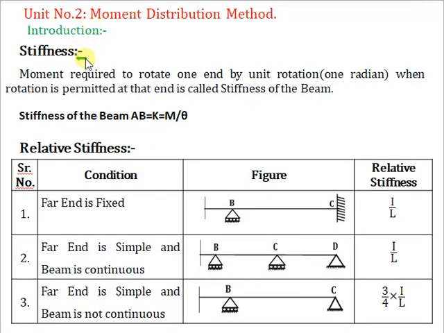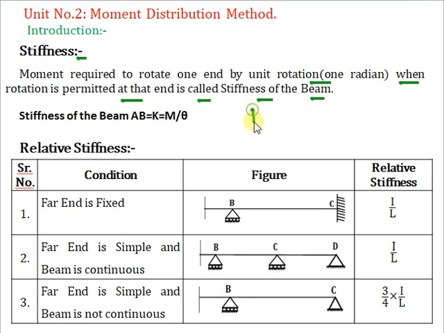Next term is stiffness. The moment required to rotate one end by unit rotation or 1 radian, when rotation is permitted at that end, is called the stiffness of the beam. Or stiffness is the extent to which an object resists deformation in response to an applied force.